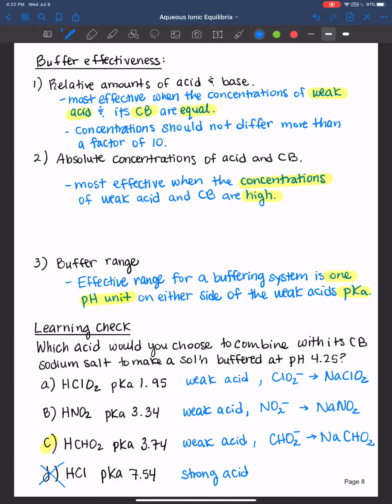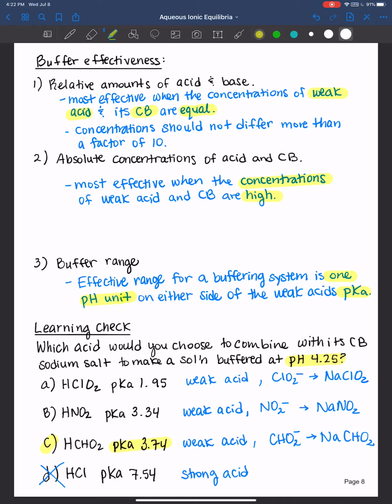And you'd want to choose choice C because we're trying to create a buffer that has a pH of 4.25, whatever application we are doing. And so you want to make sure the pKa of the weak acid in your buffering system is as close to the pH or the desired pH as possible. So in this case here, it was formic acid with the pKa of 3.74.